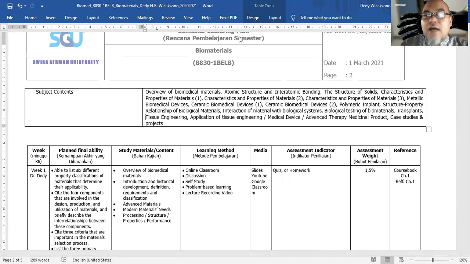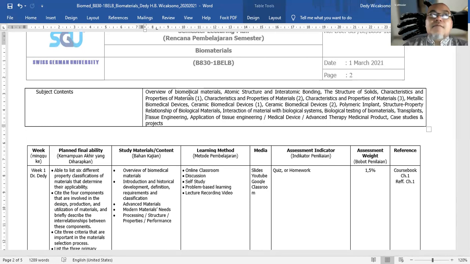So what are the contents of the subject? We will cover, of course, the basic first overview of biomedical materials. What materials are? First is the types of material. Then the atomic structure and interatomic bonding. So we study the structure from the basic building unit of material, in this case the atoms.